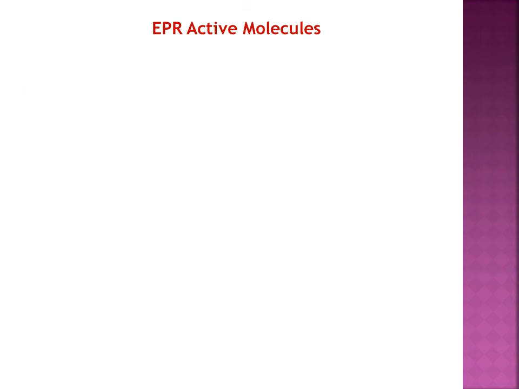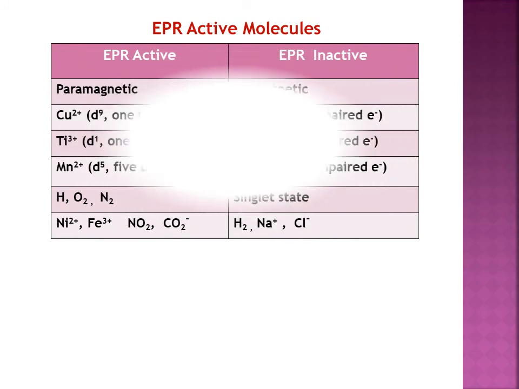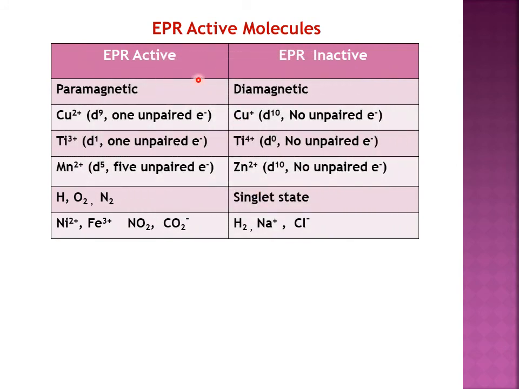Now we saw the introduction of ESR spectroscopy and the historical background of ESR spectroscopy, and we know ESR spectroscopy is limited to only paramagnetic substances, or the substances or molecules containing at least one unpaired electron. Then these molecules are ESR active molecules. Now in this table you can see EPR active and EPR inactive, EPR or ESR or EMR. These are EPR active molecules and these are EPR inactive molecules.